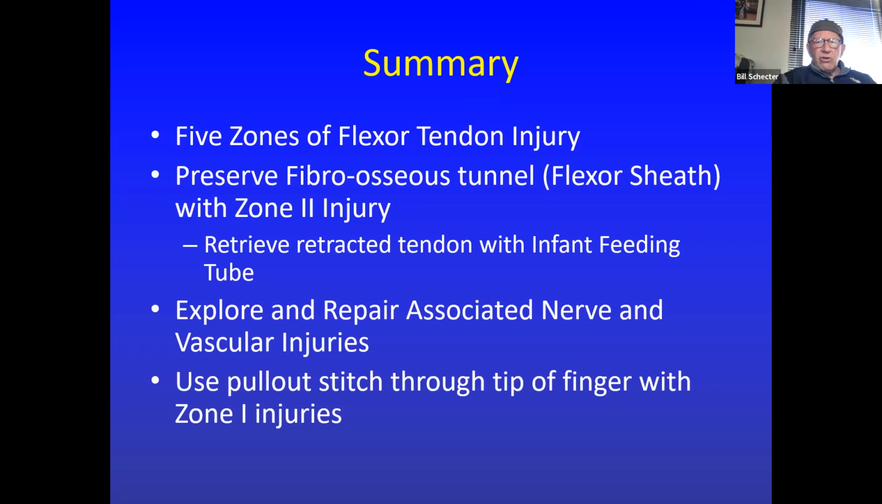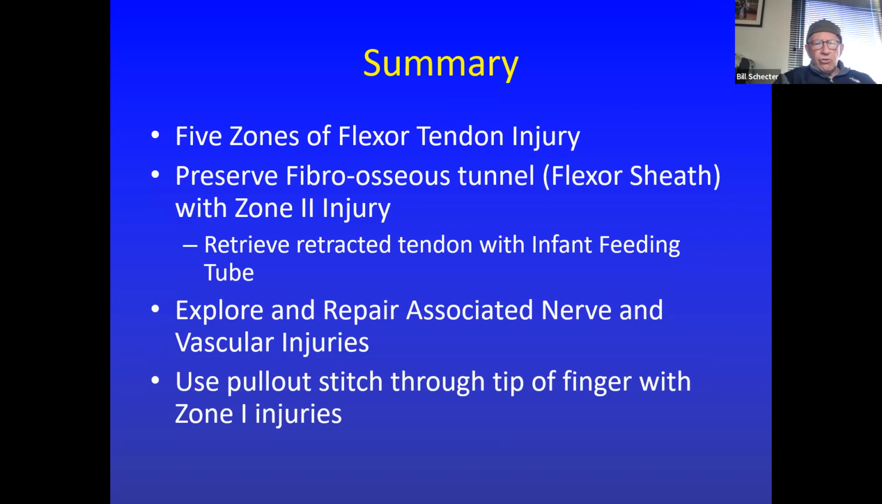We talked about zone 4 injuries and the importance of carpal tunnel release, and the overwhelming importance, whenever you're working with the carpal tunnel, of identifying and preserving the median nerve. If you cannot see the median nerve, do not cut. You've got to see the median nerve, and you've got to have it protected.